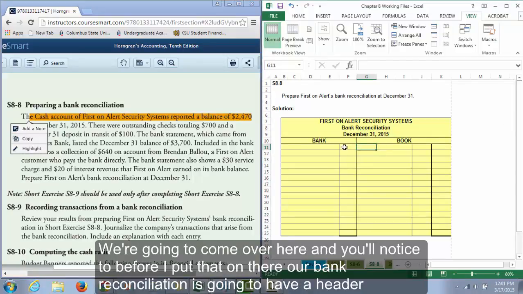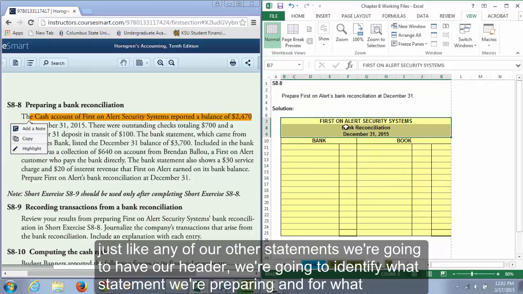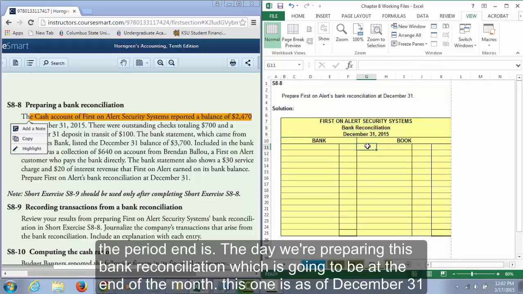So we're going to come over here, and you'll notice too, before I put that on there, our bank reconciliation is going to have a header. Just like any of our other statements, we're going to identify what statement we're preparing and for what the period end is, okay? Or the day that we're preparing this bank reconciliation, which is going to be at the end of the month, okay? So that's when it's for, as of December 31st.